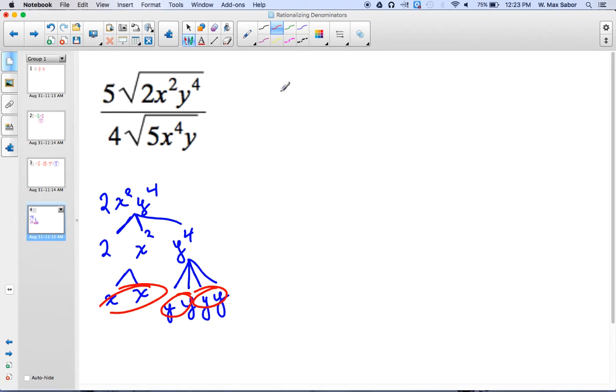So what comes out is x times y, which is y squared, times what's left over is the square root of 2. I'm still going to copy over this 5.